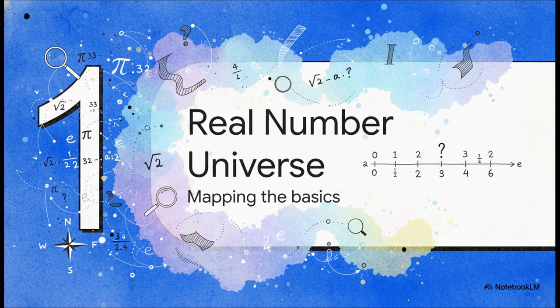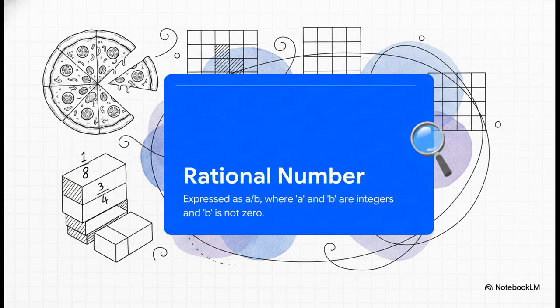Section 1. The Real Number Universe. Let's map out the basics. All right, so within this mathematical universe, our whole foundation is built on what we call rational numbers. By definition, a rational number is basically any number that you can express as a clean, simple fraction. A over b, where both a and b are integers, and b isn't zero. This is the neat, predictable foundation of math where everything just makes perfect logical sense. A nice, clean fraction like 3 over 8. It's clean. It's totally rational.